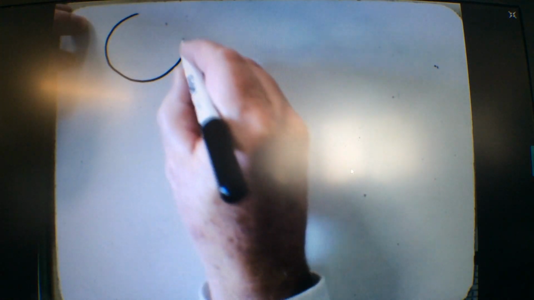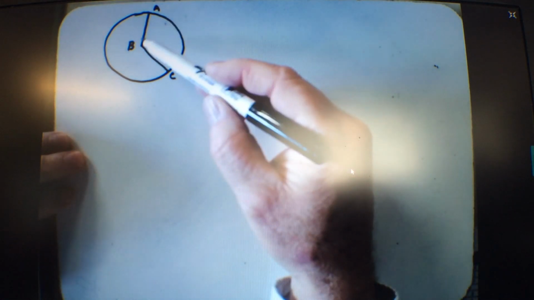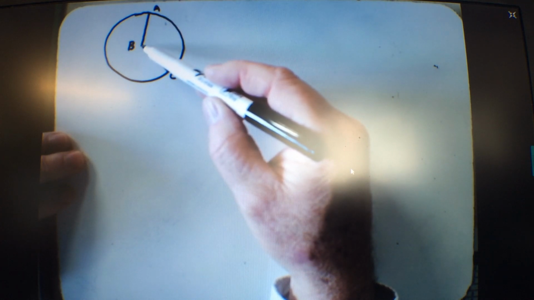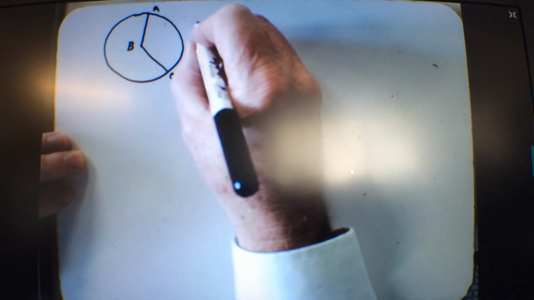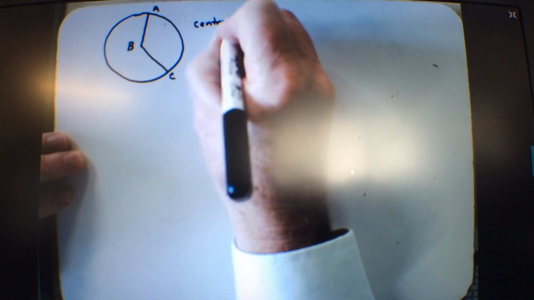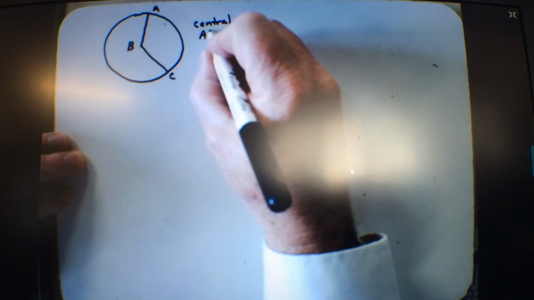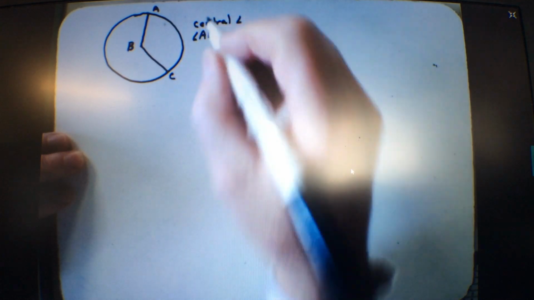Today we're going to do some more definitions. We're going to start with the circle, and we'll call it center B. We are now going to draw two radii like that. We're going to call this point A and this point C. Now you can see what this does is it creates an angle inside off the center. And this angle is called a central angle. You need to know that. And this is angle A, B, C.